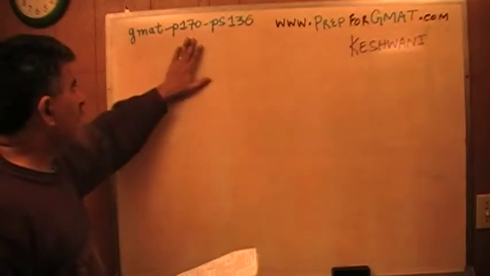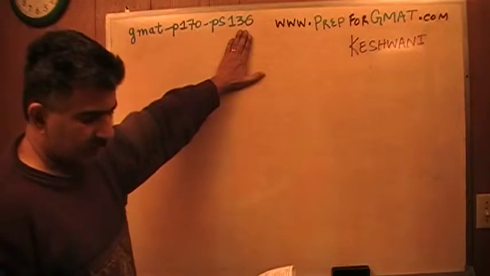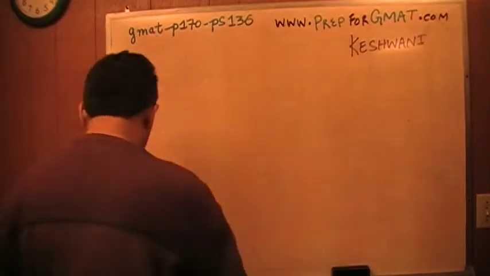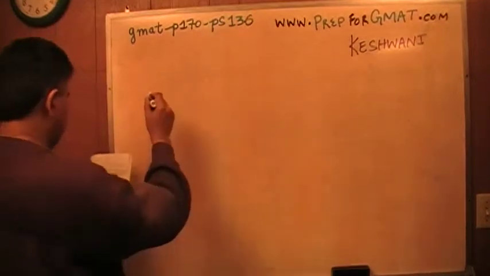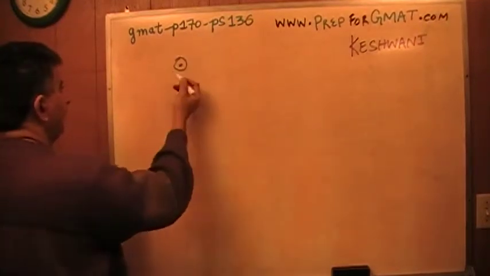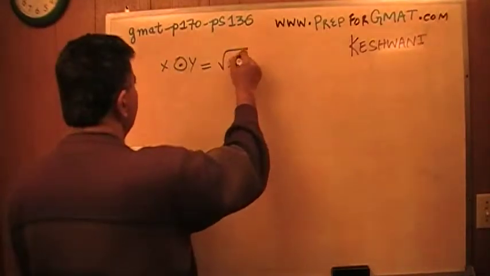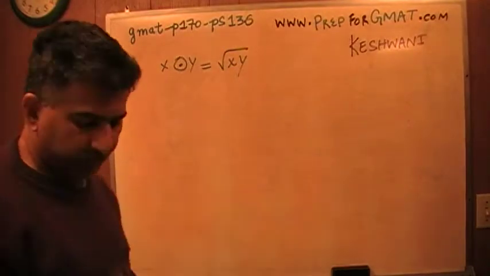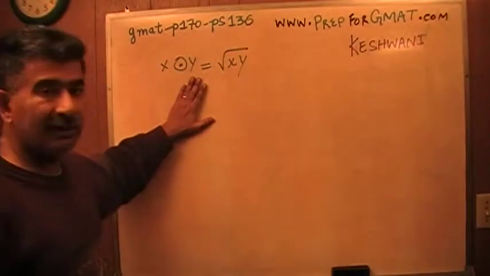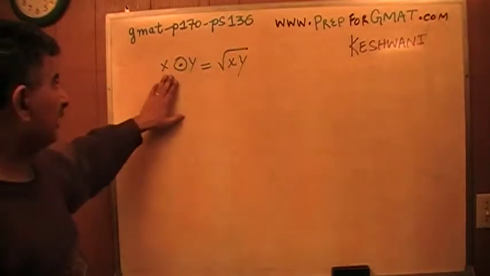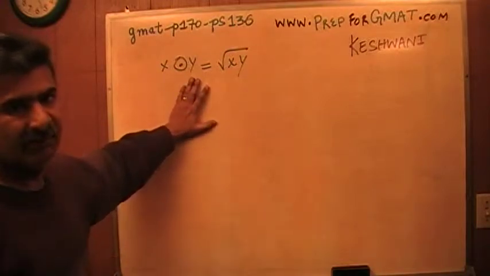Let's look at the problem that I'm about to solve, which is on page number 170, problem solving, number 136. Let's take a look at it. It says that the operation, and then they give you the symbol here. This symbol here is defined as x and y. The most important thing in this problem is to be able to figure out how to read this thing in plain English language. Going around saying x dot circle something y, it doesn't make any sense. What are they saying in plain English language?